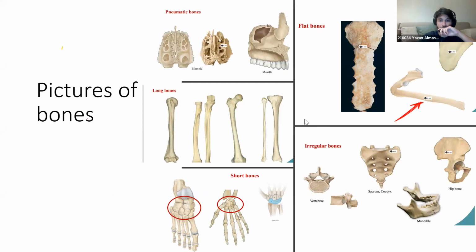Okay, so let's say, for example, they give you this image. They might ask you one of two things. The first thing they will ask is the type of bone. So I want you guys to answer in the chat. And the second thing they will say is, name this bone.